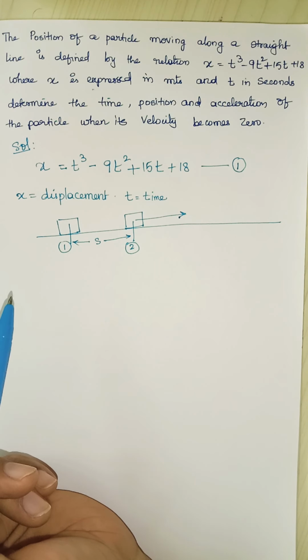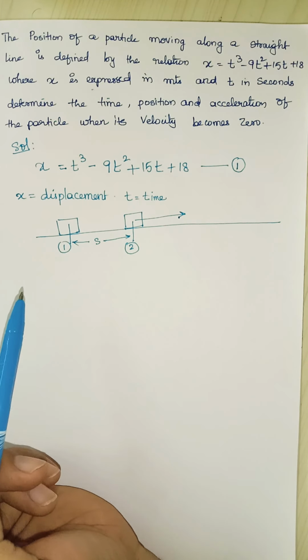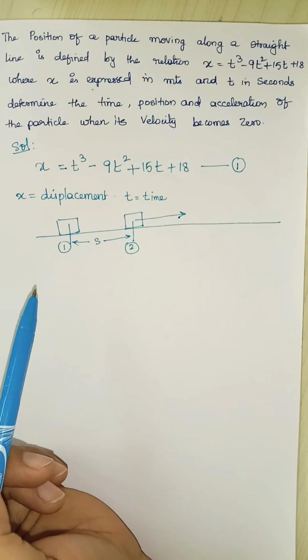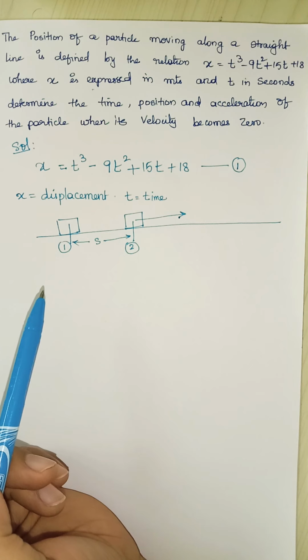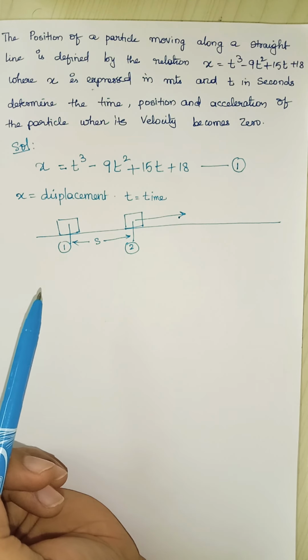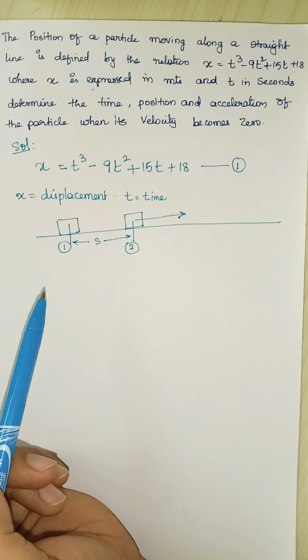Now in the question, they have asked us to determine the time, position and acceleration of the particle when its velocity becomes zero. So when does the velocity of any particle become zero? Either it starts from the state of rest, then its velocity will be zero, or when the particle is moving and comes back to rest, then its velocity becomes zero.